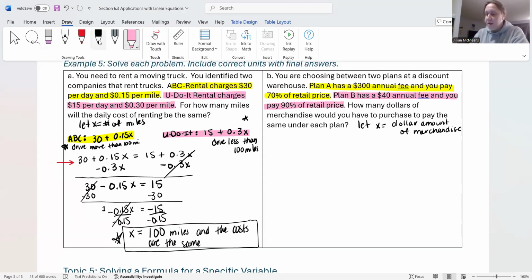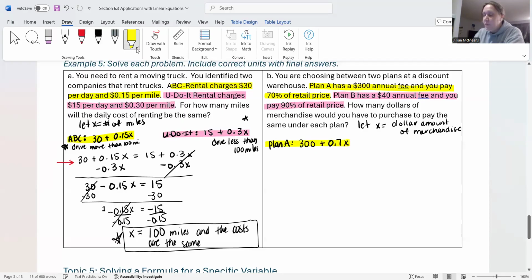Okay. So let's create some expressions. So for Plan A, the cost is going to be $300 a year, whether you spend $1 or $1 million. Sorry, I have a little tickle in my throat. So you're paying that $300 no matter what. But you also then only have to pay 70% of the dollar amount of the merchandise. So you're only paying 70% of the retail price of goods. That's going to be your X. Okay, so let's outline this one in yellow.